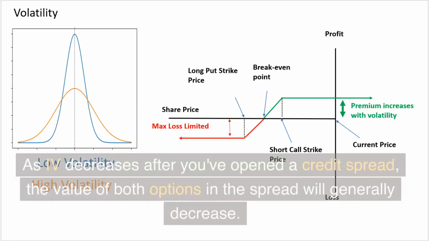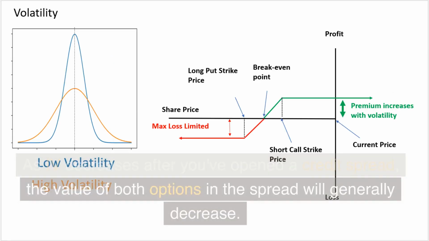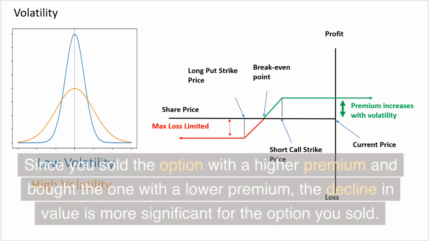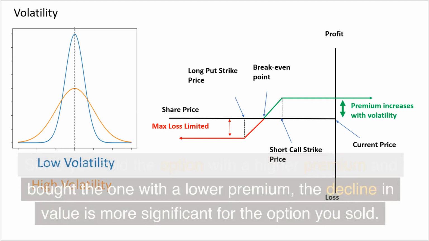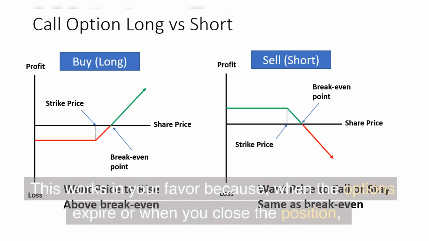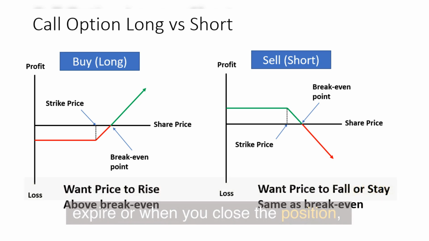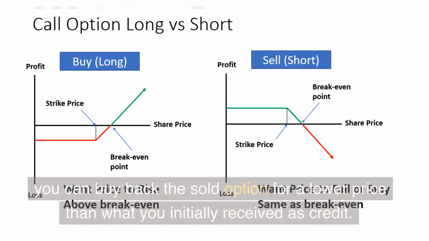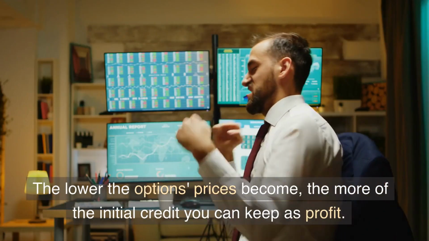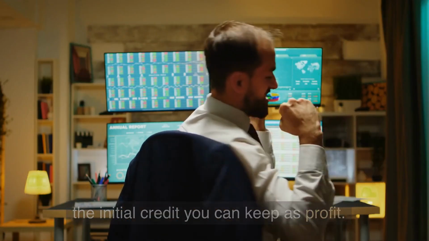As IV decreases after you've opened a credit spread, the value of both options in the spread will generally decrease. Since you sold the option with a higher premium and bought the one with a lower premium, the decline in value is more significant for the option you sold. This works in your favor because, when the options expire or when you close the position, you can buy back the sold option for a lower price than what you initially received as credit. The lower the option prices become, the more of the initial credit you can keep as profit.